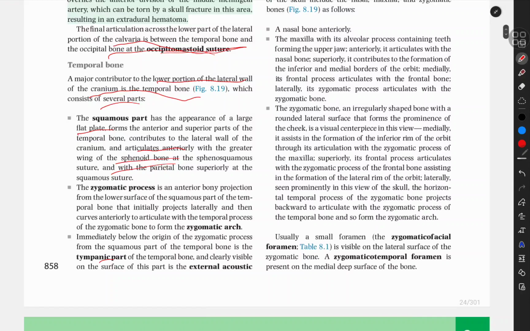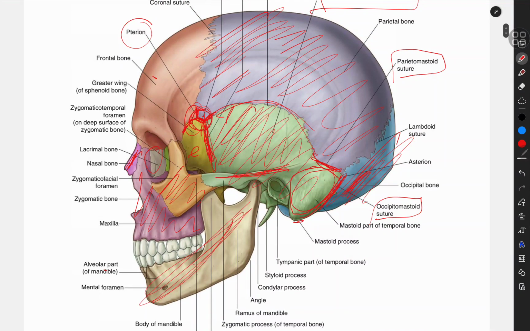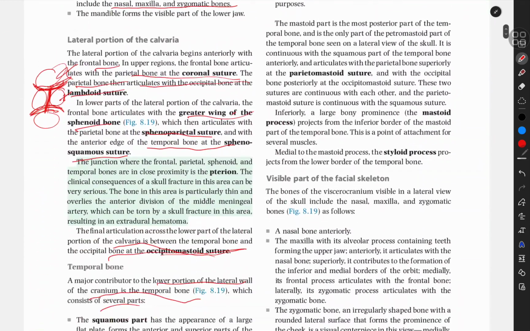The zygomatic process is an anterior bony projection from the lower surface of the squamous part of the temporal bone that initially projects laterally and then curves anteriorly to articulate with the temporal process of the zygomatic bone to form the zygomatic arch. This one comes anteriorly to form the zygomatic arch.